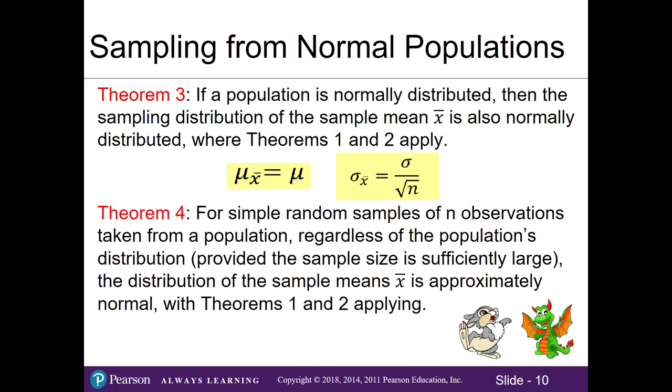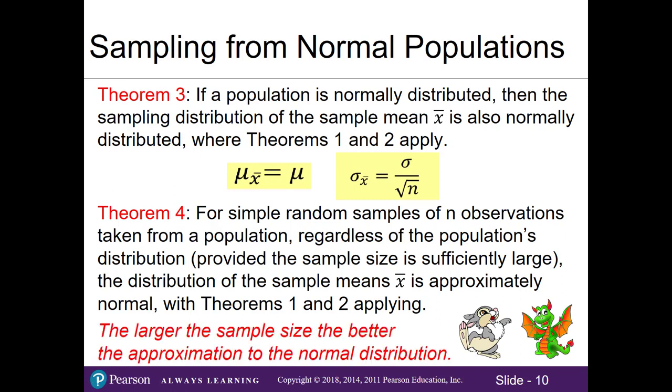For theorem 4, which you watched a video on using the bunnies and dragons as an example, it states that for simple random samples of n observations taken from a population, regardless of the population's distribution, meaning it could be any kind of shape, it doesn't have to be bell-shaped anymore, provided that the sample size is sufficiently large, then the distribution of our sample means is approximately normal or bell-shaped. Therefore, theorems 1 and 2 still apply. Something to remember is that the larger the sample size, the better the approximation to the normal distribution. You learned about this in the bunnies and dragons video. If you haven't watched it yet, please watch it right now.